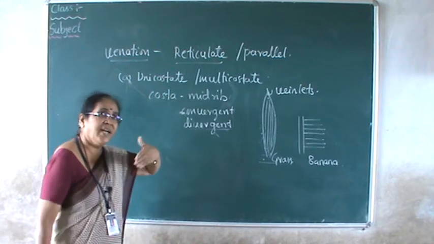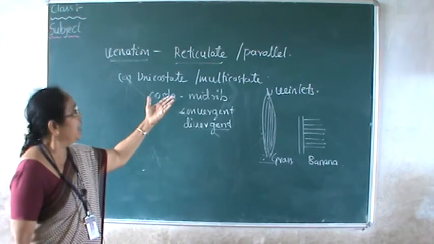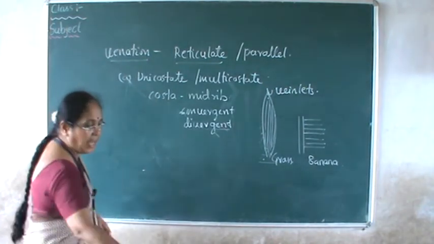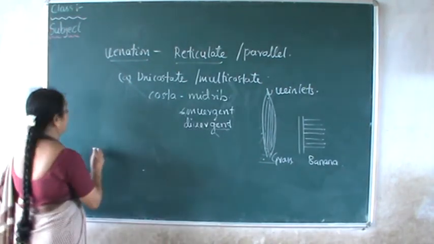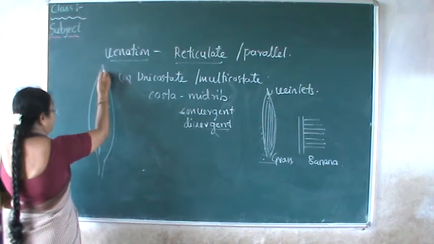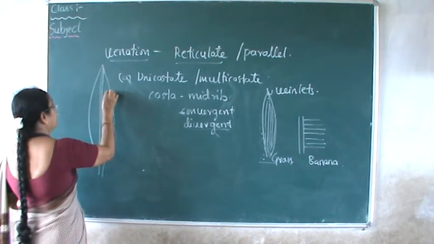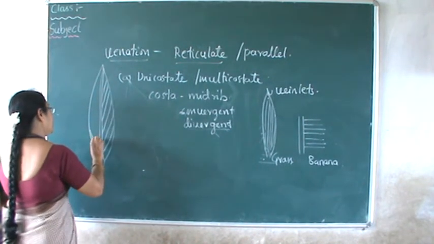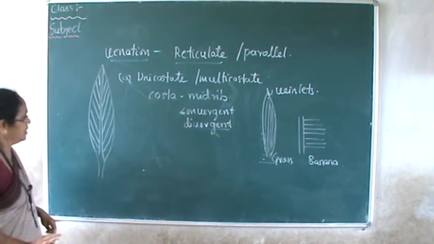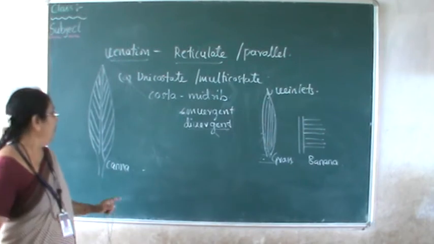If the leaf is traversed by a single strong midrib, costa, then in that case it is to be called unicostate type. If there are more than one costa, then it is to be called multicostate type. Unicostate is again an example found in Canna leaf. Canna is a common garden plant having a single strong midrib in the center, and the veins are parallel to each other like this. No further branching of these veins, never forms a reticulum. They are parallel to each other like this. This is found in Canna, and this is the unicostate parallel kind of venation.